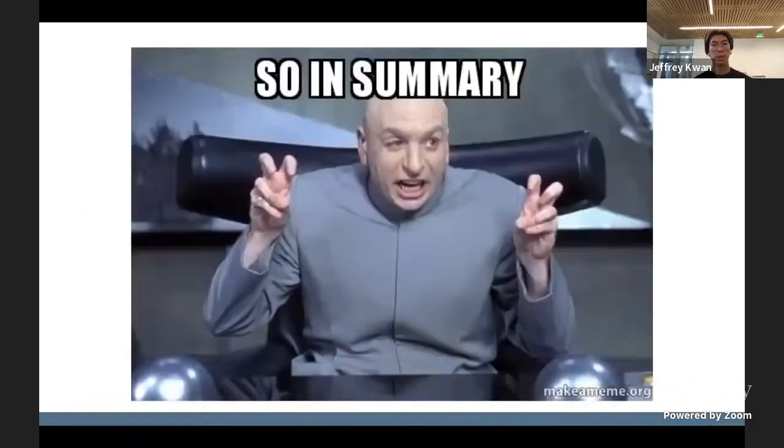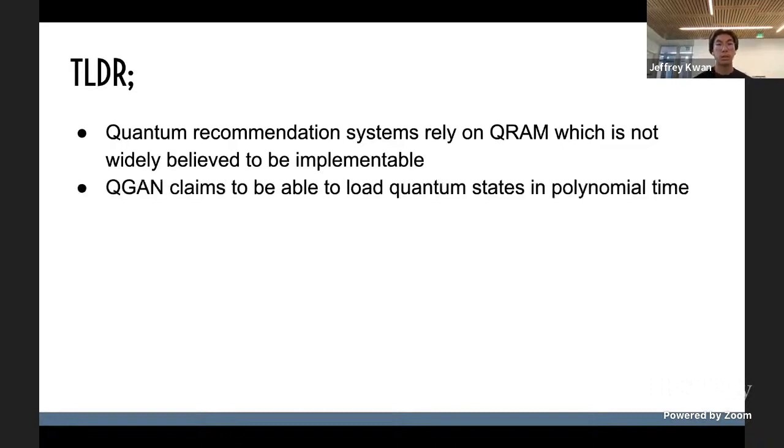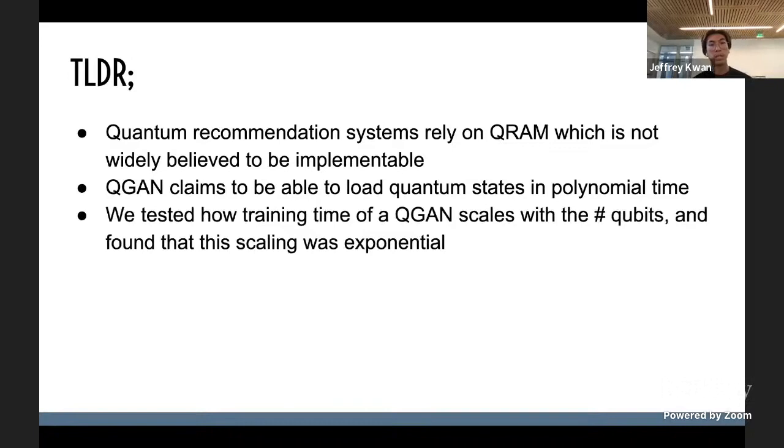So in summary, what have we learned today? One, quantum recommendation systems rely on QRAM, which is not widely believed to be implementable. But the QGAN claims to be able to load these quantum states in polynomial time. But through testing how the training time of this QGAN scales with the number of qubits, we found that this was actually exponential.